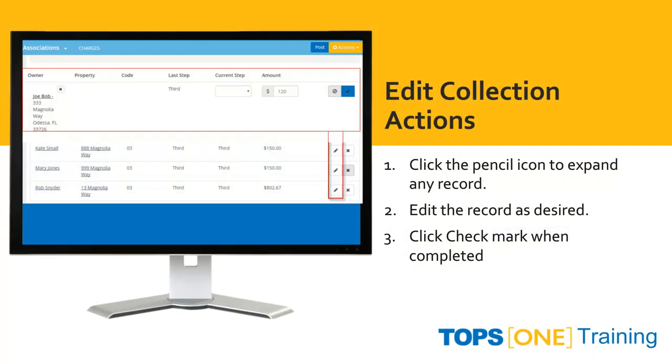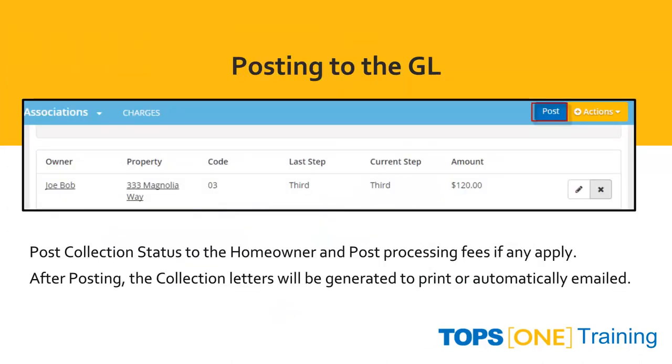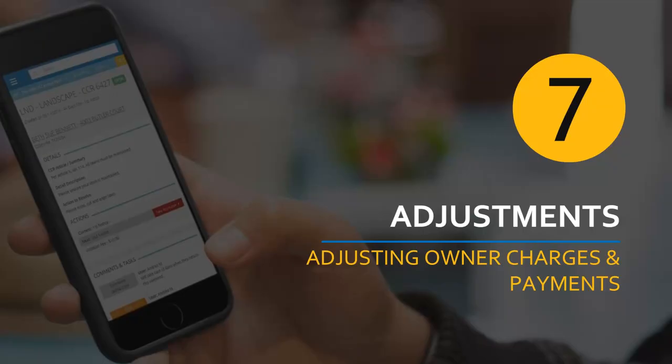When editing collection actions, you can click the pencil icon to expand any record, edit the record as desired, and select the check mark when completed. Posting to the GL the status of the homeowner and posting processing fees, if any. After posting, the collection letters will be generated to print or automatically emailed if a current valid email address is in the system.